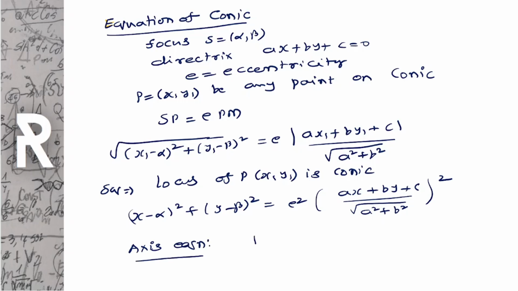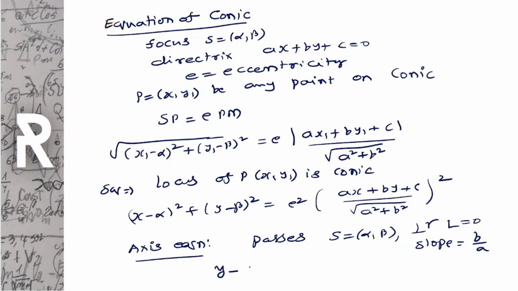Now here, the axis equation. The axis passes through the focus and is perpendicular to L equal to 0. The slope of L equal to 0 is minus a by b. The slope of the axis is b by a. Equation: y minus beta equals b by a into (x minus alpha). Clear? Now I am moving to parabola.